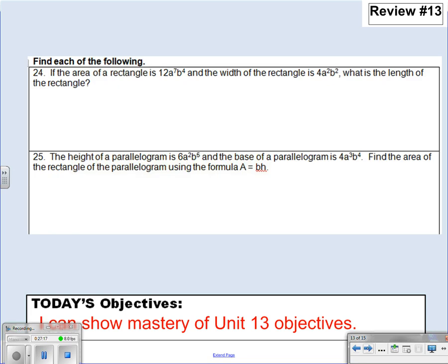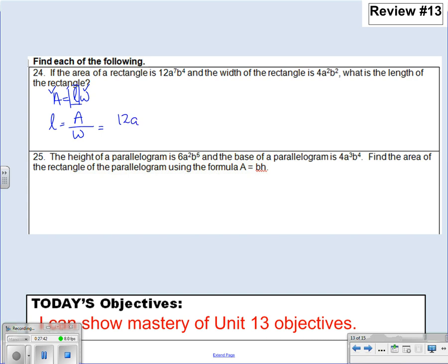Okay, the last word problems. If the area of a rectangle is 12, they give you the area and they give you the width. It's asking for the length. So I have the area. We know the area is length times width. I know what the area is. I know what the width is. I need to find the length. So when they give you the area, you know you should be doing a division problem. You're going to take the area and divide by either the width or the length that's given.